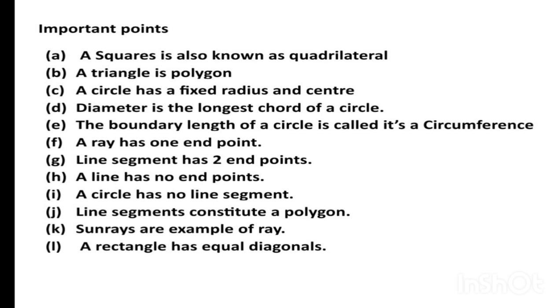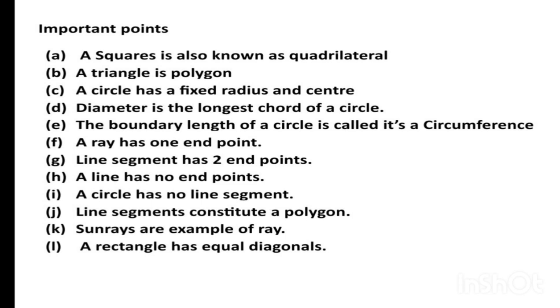Next one, a circle has no line segment. If you draw any circle, you will get to know that there is no line segment while making the circle. Okay. Next one is, line segments constitute a polygon. Polygon I have already explained. If you make a polygon, you will get to know that we can make a polygon only with the use of line segments. Okay, so line segments constitute a polygon.